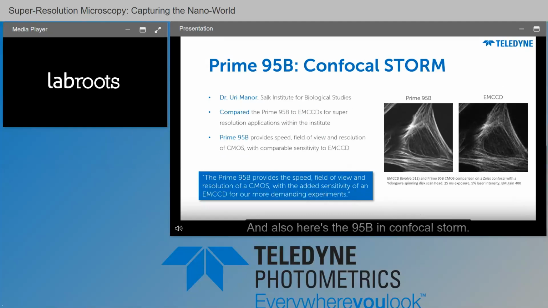And also here's the 95B in confocal STORM. You can see here Dr. Yuri Manna did a direct comparison between the 95B and EMCCDs, and you can see that at a low exposure and a low laser intensity, you still get a much better image quality with the 95B, along with a faster speed and a bigger field of view.